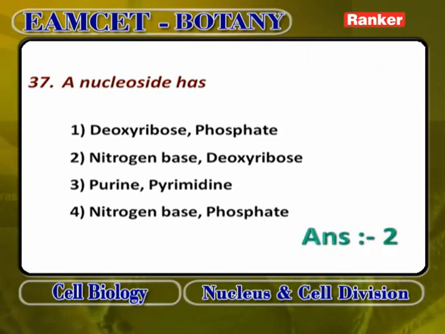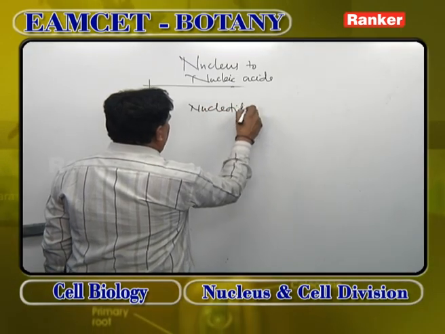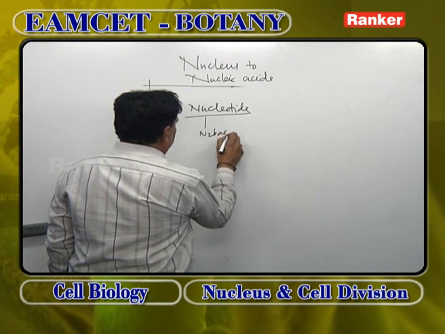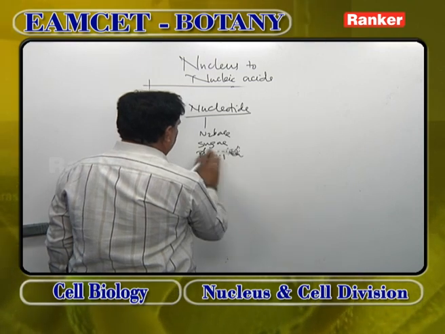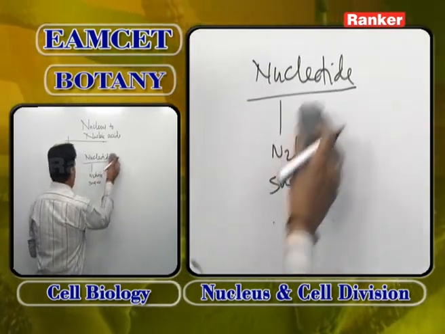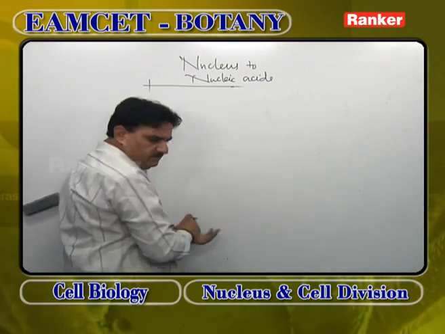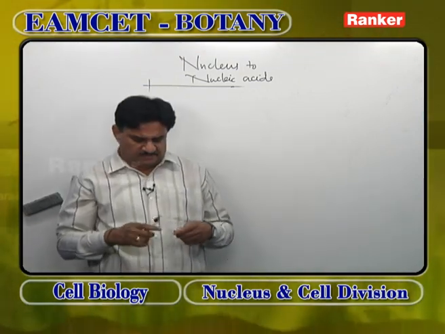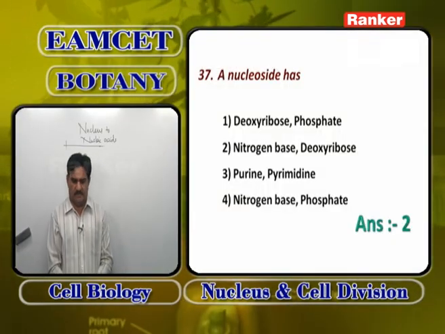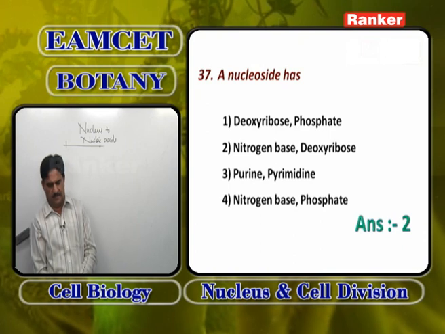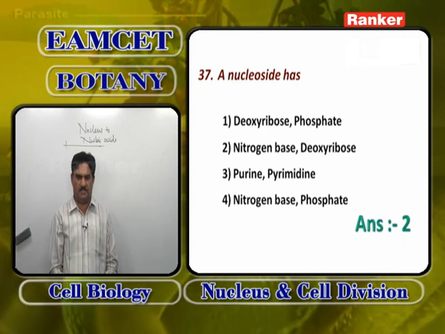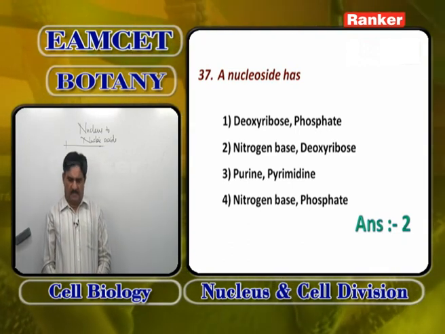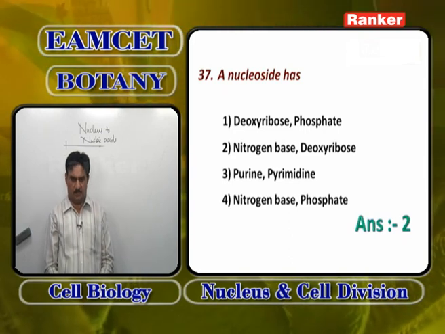A nucleoside: there is a difference between nucleotide and nucleoside. Nucleotide means nitrogen base, sugar and phosphate. If phosphate is not there, and only nitrogen base and sugar are there, that is called nucleoside. So nucleoside is nitrogen base and deoxyribose sugar without phosphate. Deoxyribose sugar and phosphate is wrong, pyrimidine and purine is wrong, nitrogen base and phosphate is wrong. Nitrogen base and deoxyribose sugar without phosphate radical is called a nucleoside. Answer is 2.